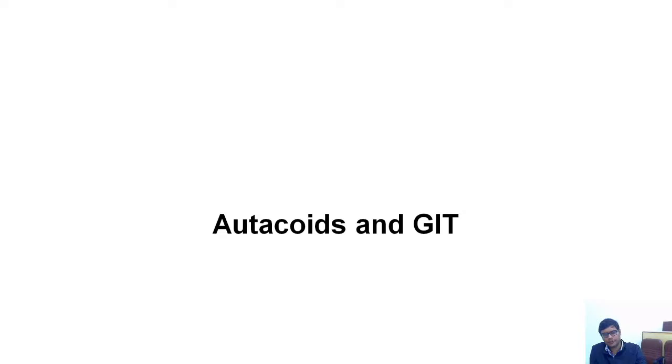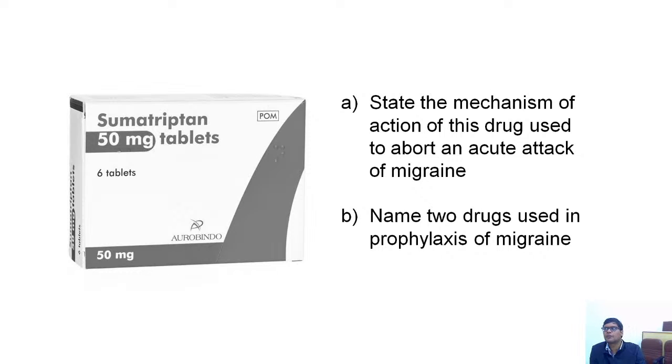Some questions from autocoids and GIT. So this is sumatriptan, belonging to the triptan group of drugs. So you all know this is used for migraine treatment. State the mechanism of action of these drugs used to abort an acute attack of migraine. So sumatriptan is the drug of choice for acute migraine. What is the mechanism of action?